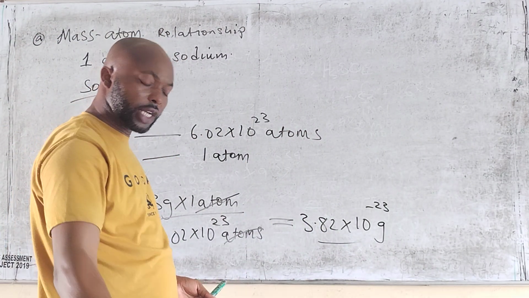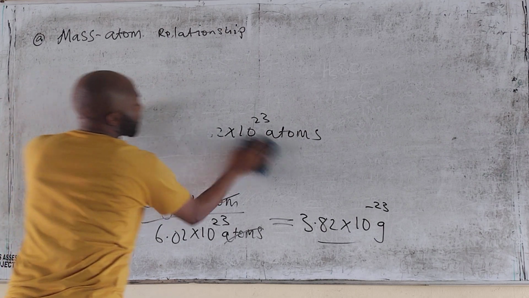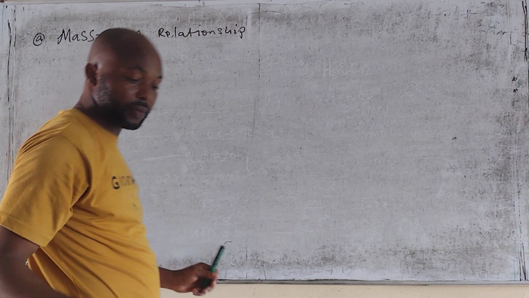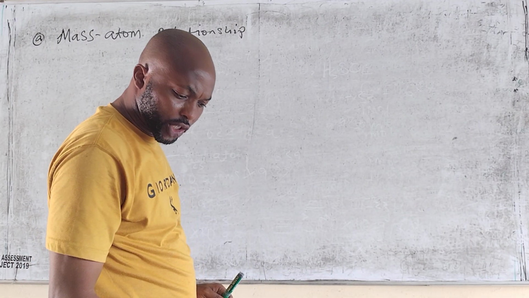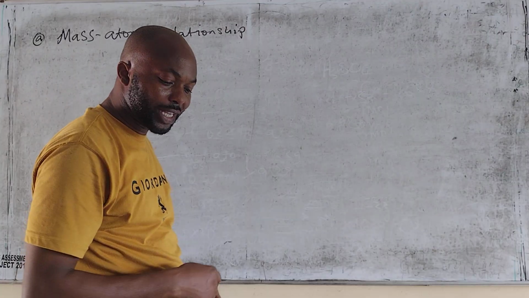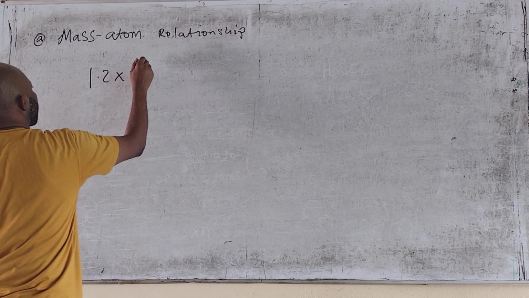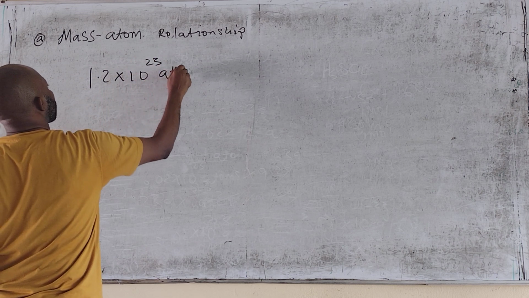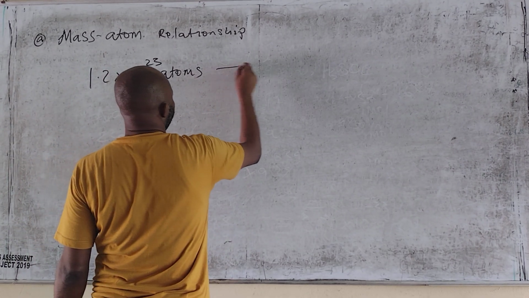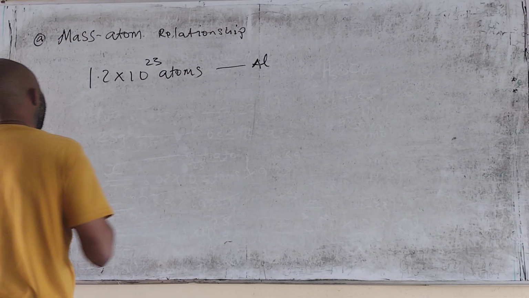Okay, let's take the second question. Question number 2: Calculate the mass in grams of 1.2 times 10 raised to the power 23 atoms of aluminium. The question again: calculate the mass. So we're calculating the grams. Solution.